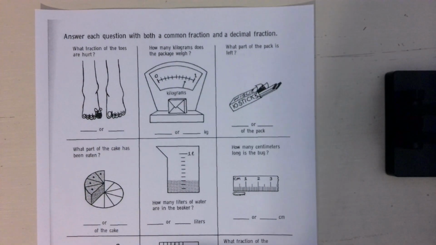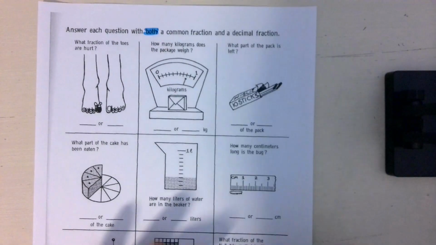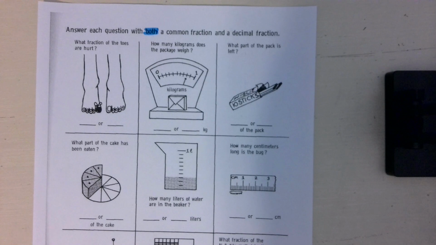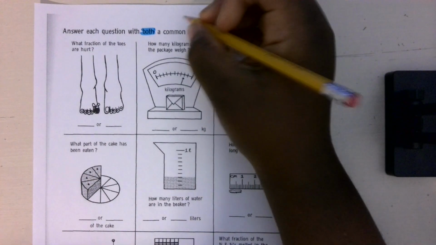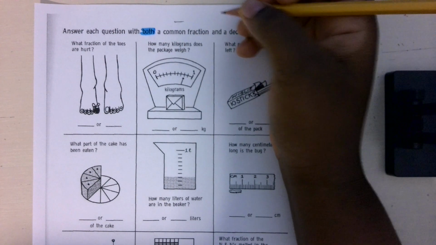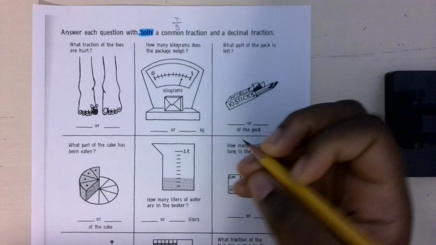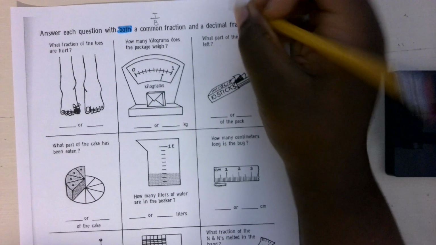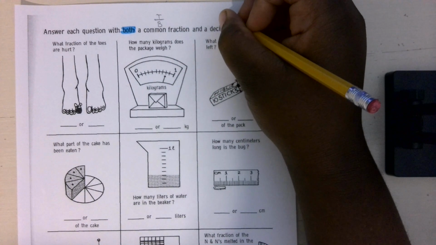My instructions say to answer each question with both, which means to write both a common fraction and a decimal fraction. If I have a common fraction, that means I'm using a fraction bar, and I would have my top number, fraction bar, and my bottom number. If I'm writing a decimal fraction, then I'm going to be using a decimal point.